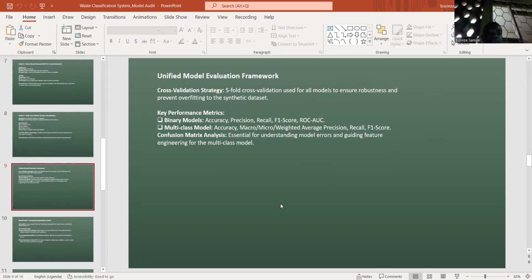So that was briefly about the four models that I've covered so far. When we come to the unified model evaluation framework, here we have a cross-validation strategy, which is a 5-fold cross-validation that is used for all the models to ensure robustness and prevent overfitting on the synthetic data. Then the key performance metrics for the binary models: accuracy, precision, recall, F1 score, to mention but a few.